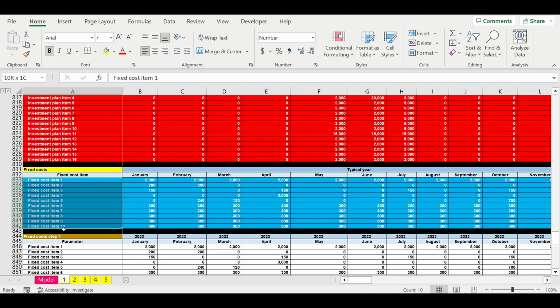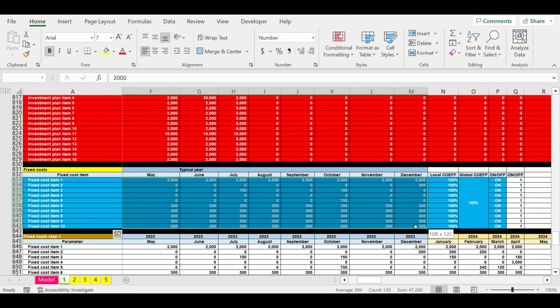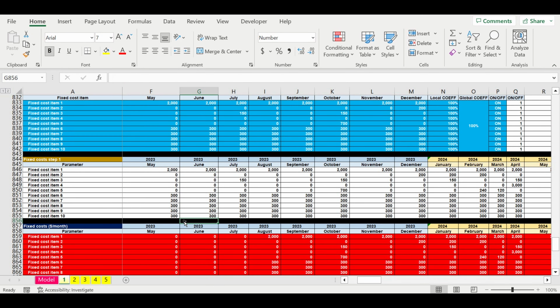These are the fixed costs, and here we have the typical year. If these fixed costs have some seasonality, we can specify the seasonality inside this area. Here we have local and global coefficients for these costs. If we would like, for example, to switch off some fixed costs from calculations, we can do it here and see what the financial efficiency of our business idea will be if we switch off this or that fixed cost item.